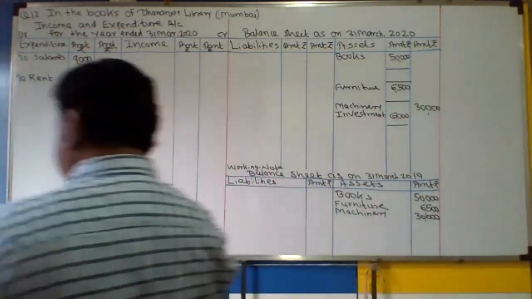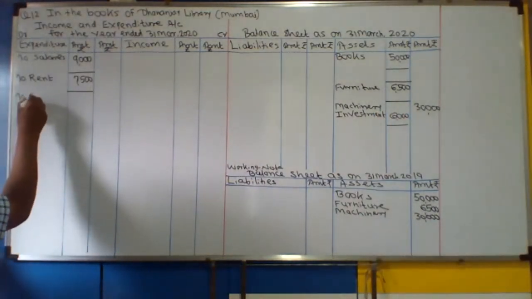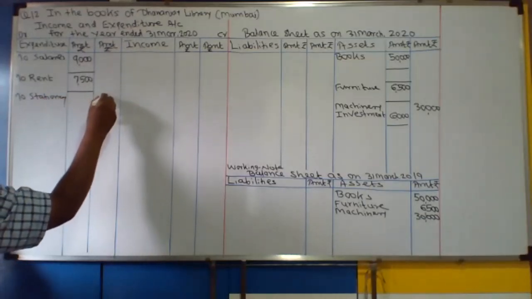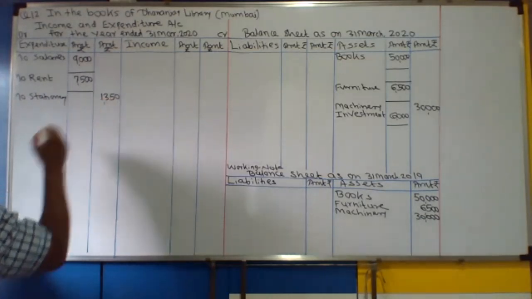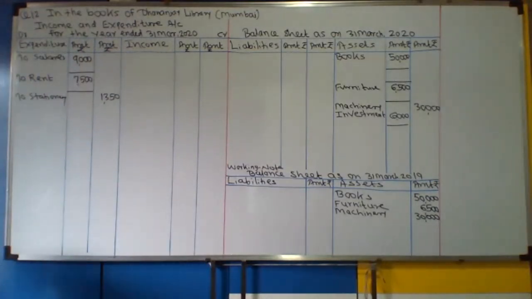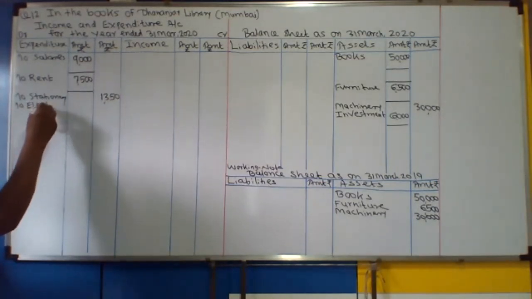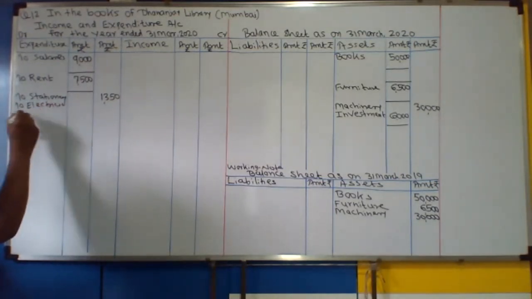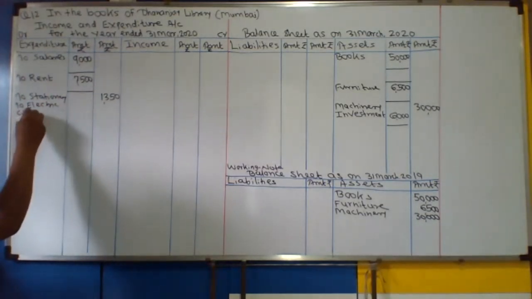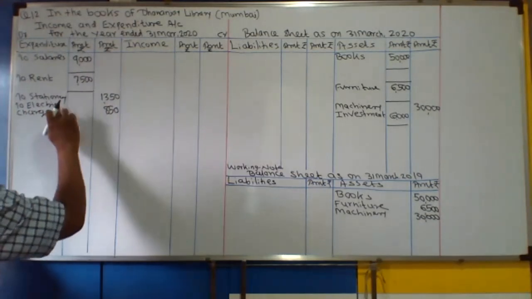Then there is stationery, 1,350 rupees, to be recorded to the expenditure side. Then electricity charges, 850 rupees, expenditure side. You can write it as electricity charges, 850 rupees.